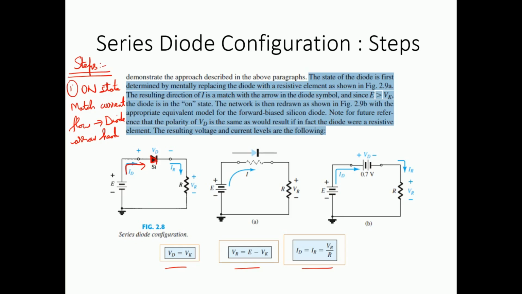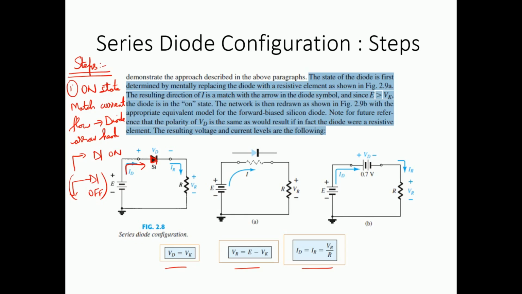So if the current is flowing as such and the diode arrow is in the same direction, we say that it is in the on state. If the diode arrow is like this and the current is moving in the opposite direction, we say it is in the off state. So this is what it means to follow the direction of the current and see the arrowhead, or the symbol arrowhead, of the diode.